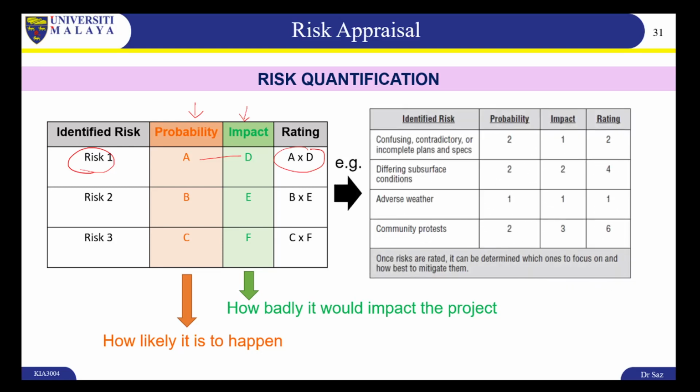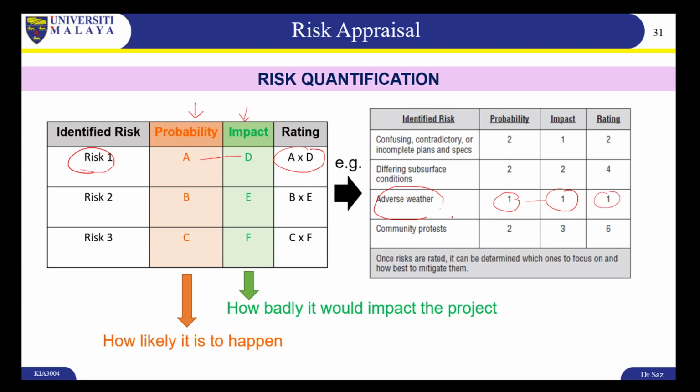This is an example. So let's look at adverse weather. The probability of it happening is 1, which is low, actually. Maybe they are living in a place where there's not a lot of bad weather, and if bad weather does happen, it would have minimal impact on the project. So multiplying these two, you get number 1.